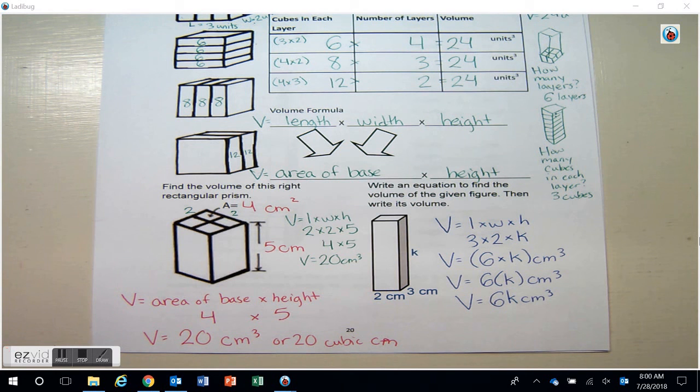Otherwise, volume equals length times width times height, or area of the base times the height. And we don't need to count cubes anymore.